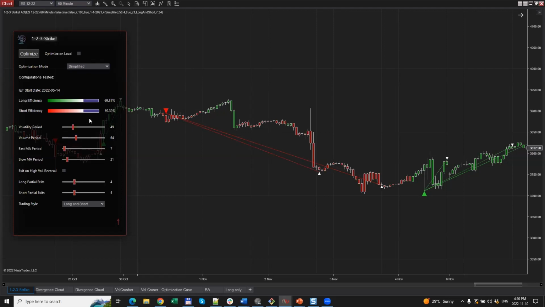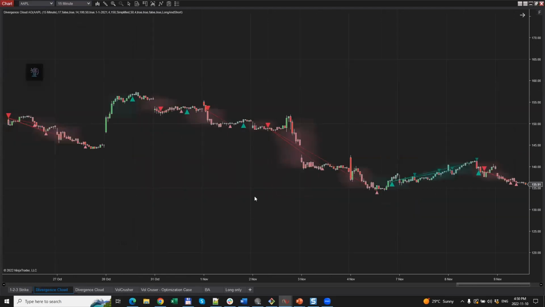Well, let's move on to our second indicator, which is called divergence cloud. And here I have loaded divergence cloud to a chart of Apple on the 15-minute time frame. Throughout this demo, I'm going to showcase various symbols from different asset classes, just to show you that our indicators work on all kinds of assets: futures, equities, ETFs, currencies, cryptos, and so forth. But they also work on every time frame. In this case, it's again a 15-minute chart.